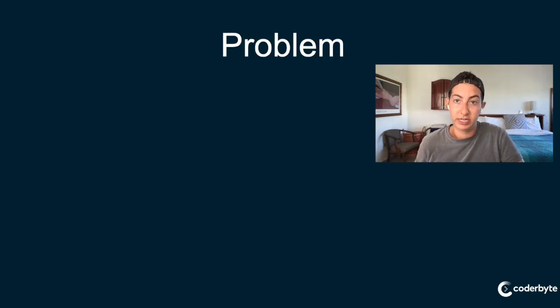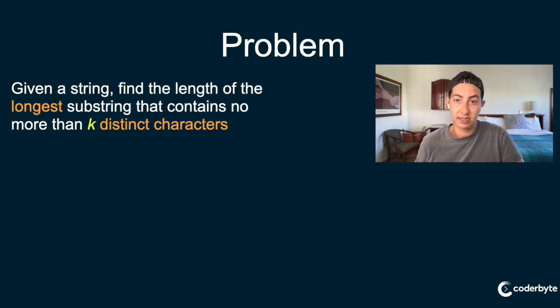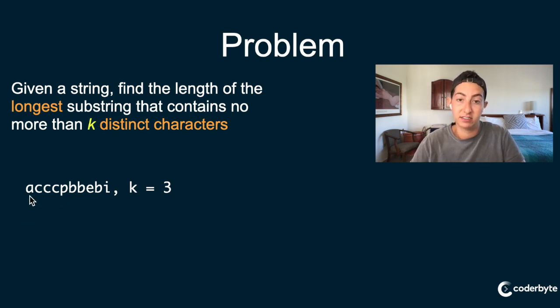So what is the problem this week? Given a string, find the length of the longest substring that contains no more than k distinct characters. Let's use an example to illustrate what this is actually asking. Here we have a string. You can see it's just a bunch of gibberish, just a bunch of letters. There's an A, C, C, C, P, etc. And our k here is 3. So the question is, what is the longest substring where there are only k distinct characters? In this case, what is the longest substring where there are at most 3 distinct letters?